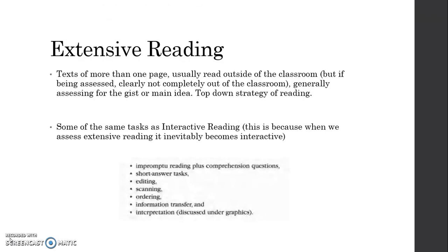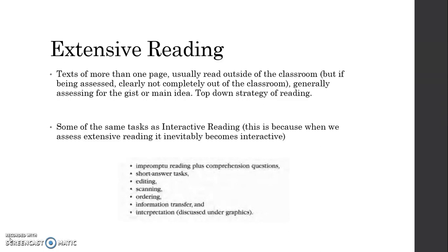The last type of reading we're going to discuss today is extensive reading. This is text of more than one page, usually read outside of the classroom, but if they're being assessed, like it says here, clearly not completely out of the classroom, and generally we're assessing for the gist or the main idea. So reading a novel outside the classroom, typical in schools now are these plan lector, where they have to read a book at home, and at school they're assessed, or they read it a little bit at a time in class even. And it's kind of a quasi-extensive reading, because generally extensive reading is for pleasure, but if we're assessing it here, then not as much.